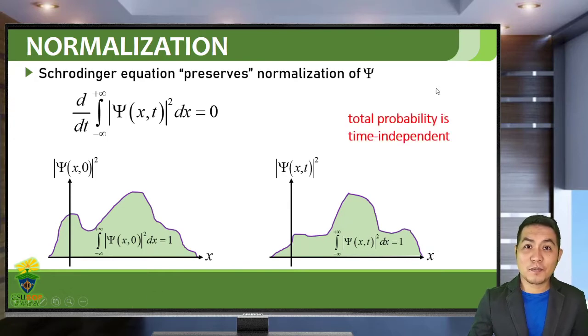Which should be the case, because the maximum probability should always be 100% all of the time. That's the maximum. There's no less than 100% or above 100% maximum probability. So the total probability is time independent. It doesn't depend on time. It's always equal to 1. The total probability is always equal to 1.